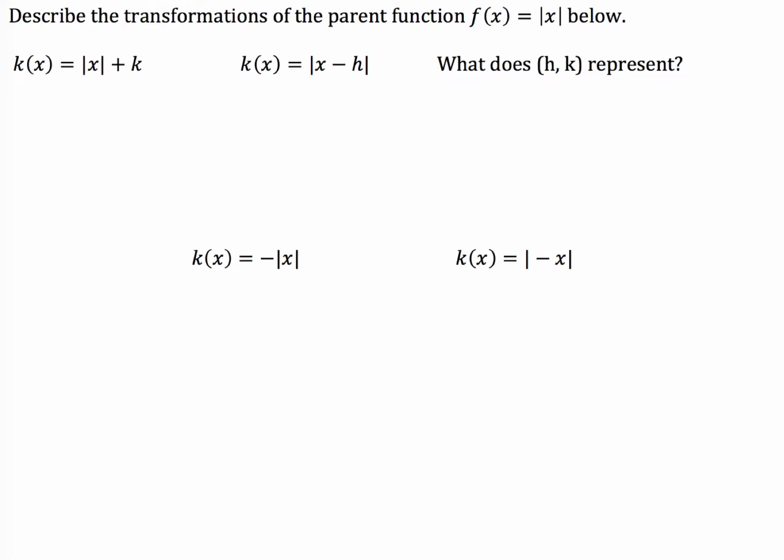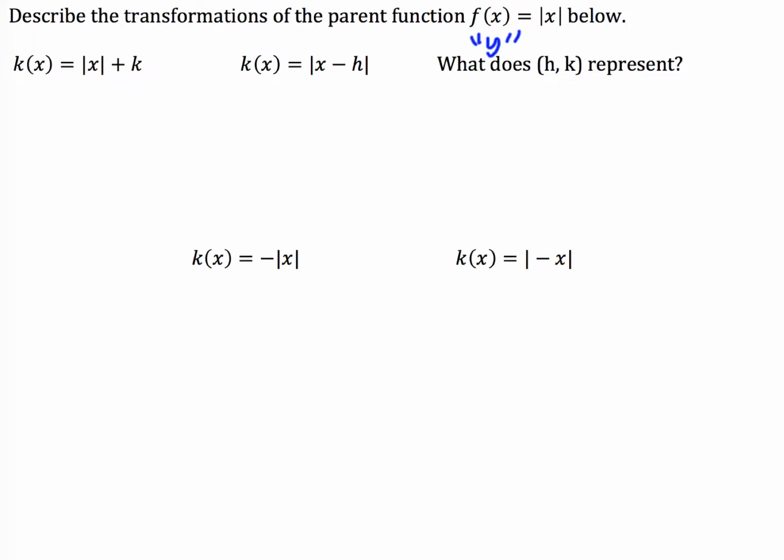Next, we're going to describe some transformations of the parent function, f of x equals absolute value of x. Remember, f of x is just a fancy way to write y, and all this notation is just a fancy way to talk about functions. So k of x, notice how it's different than f of x because we have a transformation here. So when we add k to our function, we saw this previously.